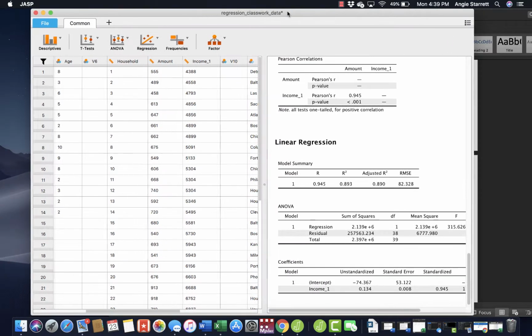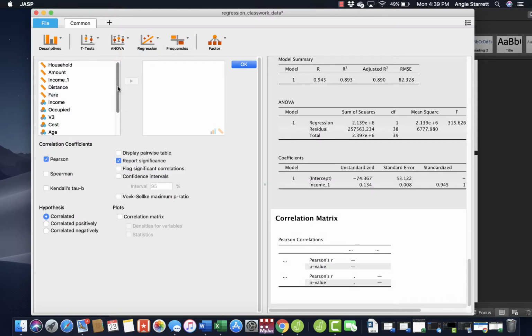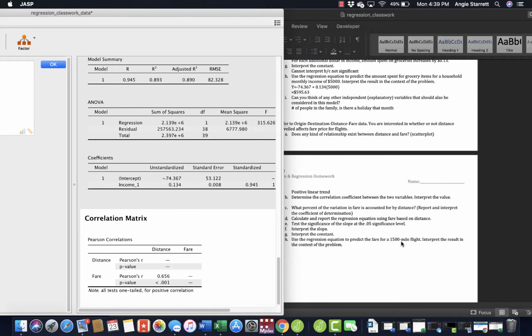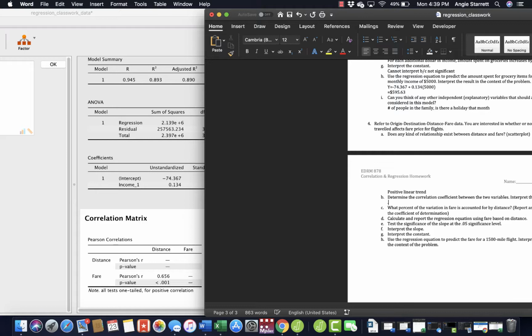All right, we want the correlation coefficient. Let me double check our variables here. So we've got distance and fare, and we think they are positively correlated. So we see a Pearson's R of 0.656. So this would be a moderate positive linear correlation.